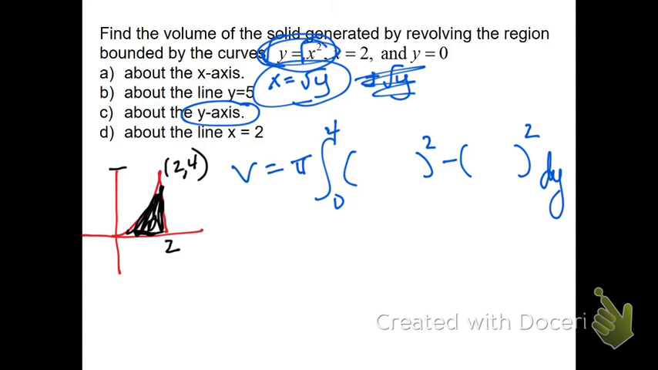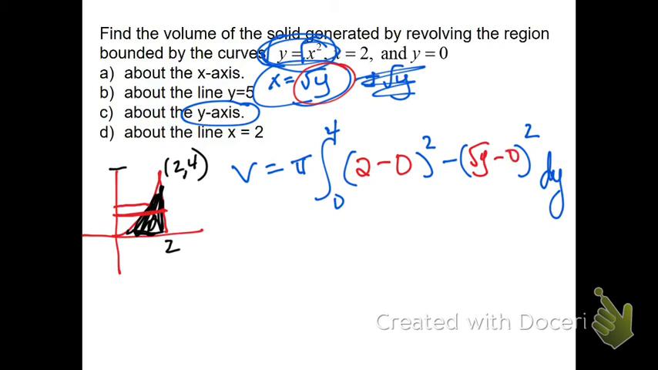Remember, big R goes from outside through the shaded region to the axis of rotation. Little r touches the shaded region and goes to the axis of rotation. So big R would be 2 minus 0. Little r is the parabola minus 0, and the parabola is the square root of y.